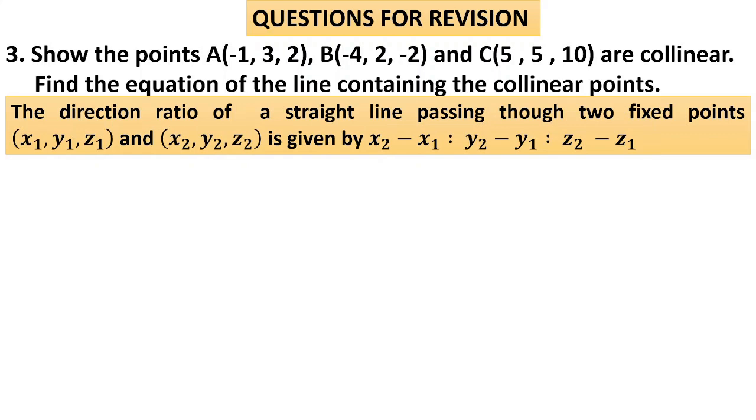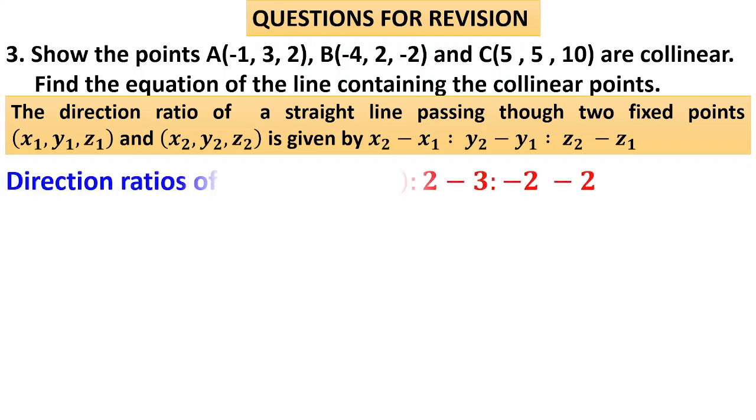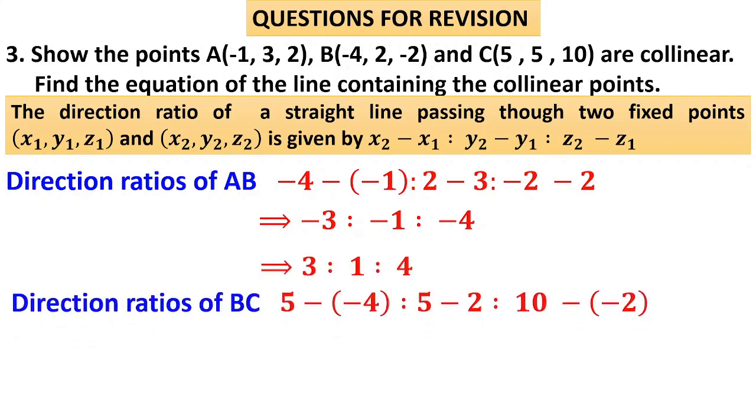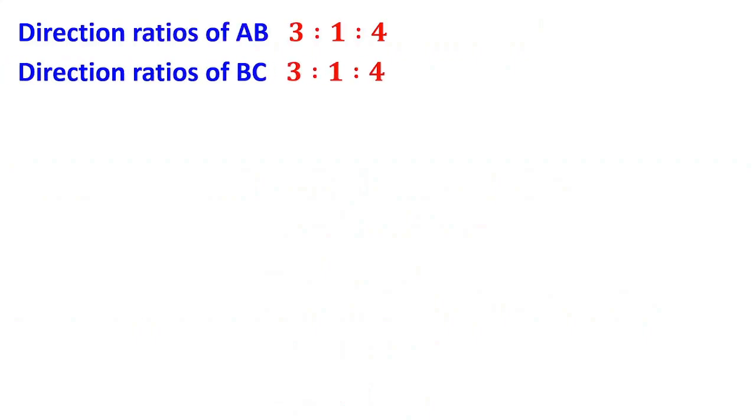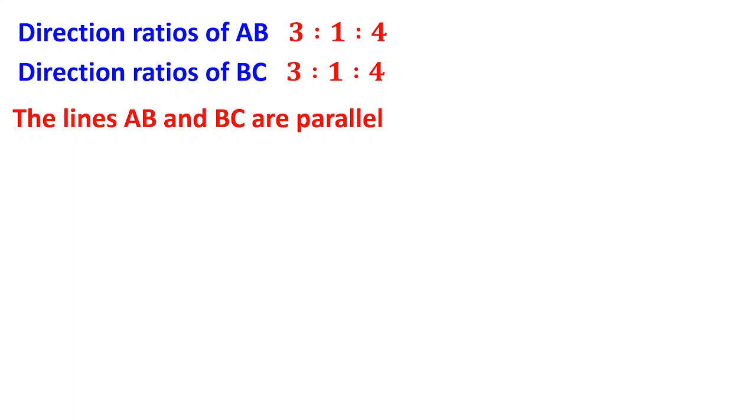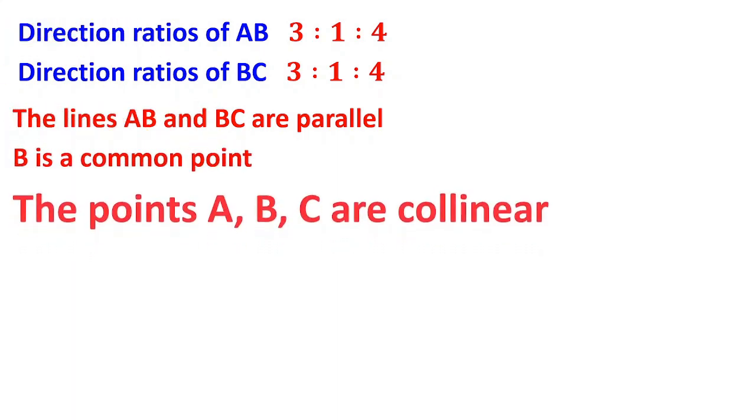The direction ratios of a straight line passing through 2 fixed points, we have already seen: it will be x2 minus x1, y2 minus y1, z2 minus z1. Let us find the direction ratio of AB. It will be minus 3, minus 1, minus 4. Now I can write it as 3 is to 1 is to 4. Similarly, let us find the direction ratio of BC. It will be 9 is to 3 is to 12. I can write it as 3 is to 1 is to 4 by dividing throughout by 3. We are doing it only to compare the direction ratio of AB and direction ratio of BC. Now we got the direction ratios of AB and BC. Both are equal. Therefore the lines are parallel, but they are having a common point B. Therefore the points are collinear.